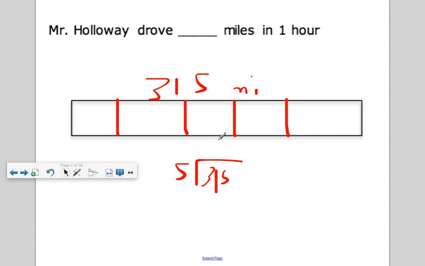Can 5 go into 31? 6 times. So if I subtract 31 and 30, I get 1. I bring down the 5. How many 5s go in 15? 3 times. So I get 63 miles for each hour. 63 miles per hour. 63 miles for 1 hour.